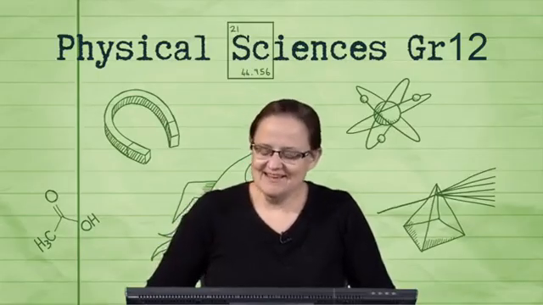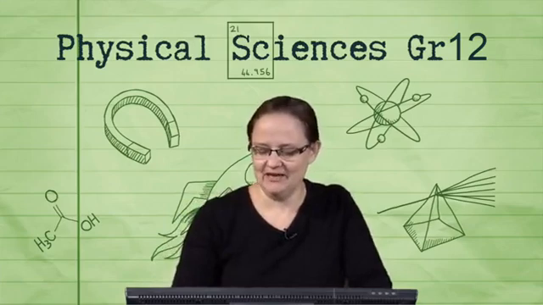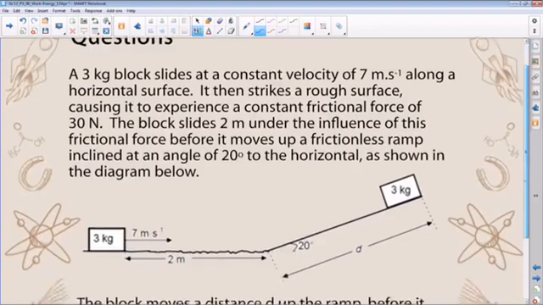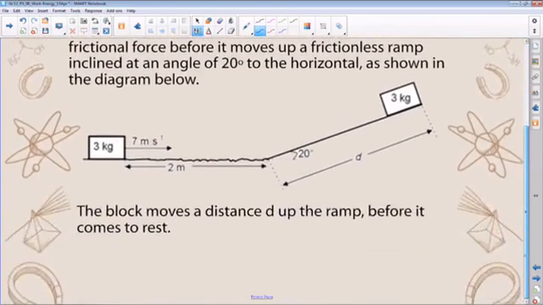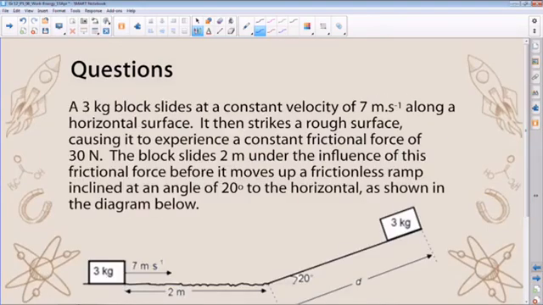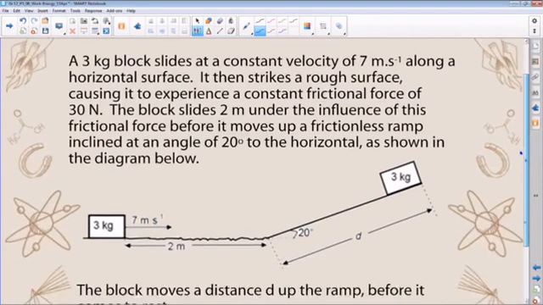Okay, grade 12s. Let's see how you did. The first question was to show by calculation that the speed of the block at the bottom of the ramp is 3. If we go back to our diagram, they said to us that the rough surface has a frictional force of 30 newtons, and when it hits the rough surface, it's going at 7. Now, there's nothing pushing it forward. There's a change in velocity.